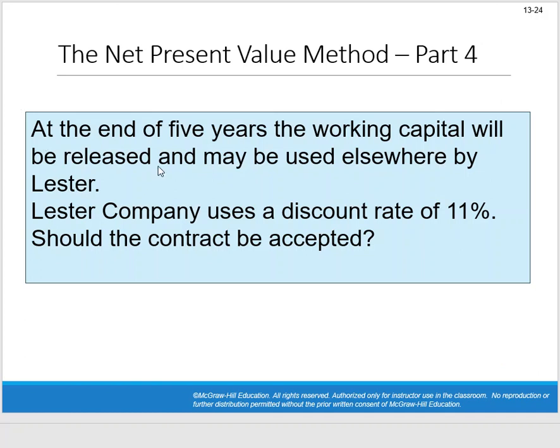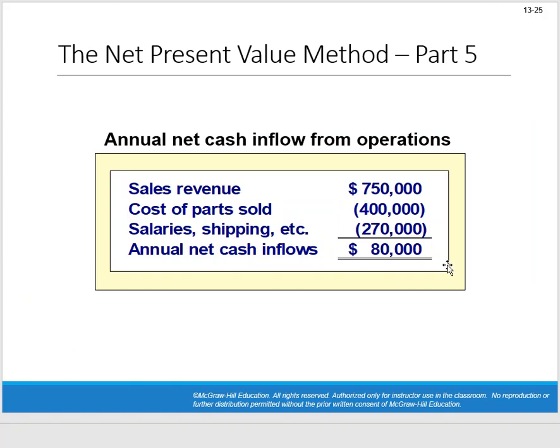Some more information. At the end of 5 years, the working capital will be released and be used elsewhere by Lester, and Lester Company uses a discount rate of 11% should the contract be accepted. So in our quick math, we came up with $80,000 of net cash inflows per year, but then we need to consider how that works with the time value of money.